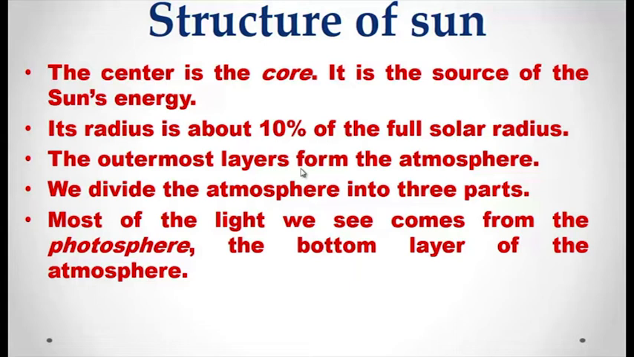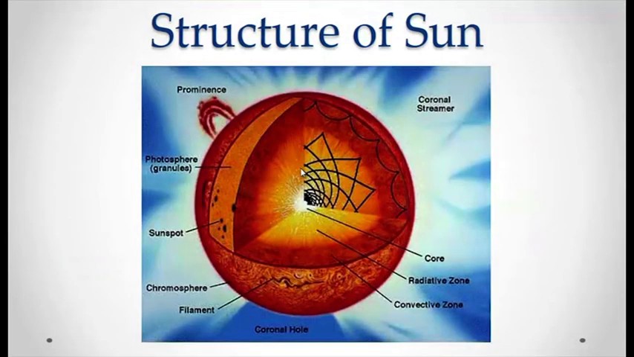So parts other than this core are atmosphere. Outermost layers of the Sun form the atmosphere. We divide the atmosphere of the Sun into three parts. Photosphere. Most of the light we see comes from this photosphere, the bottom layer of the atmosphere of the Sun.